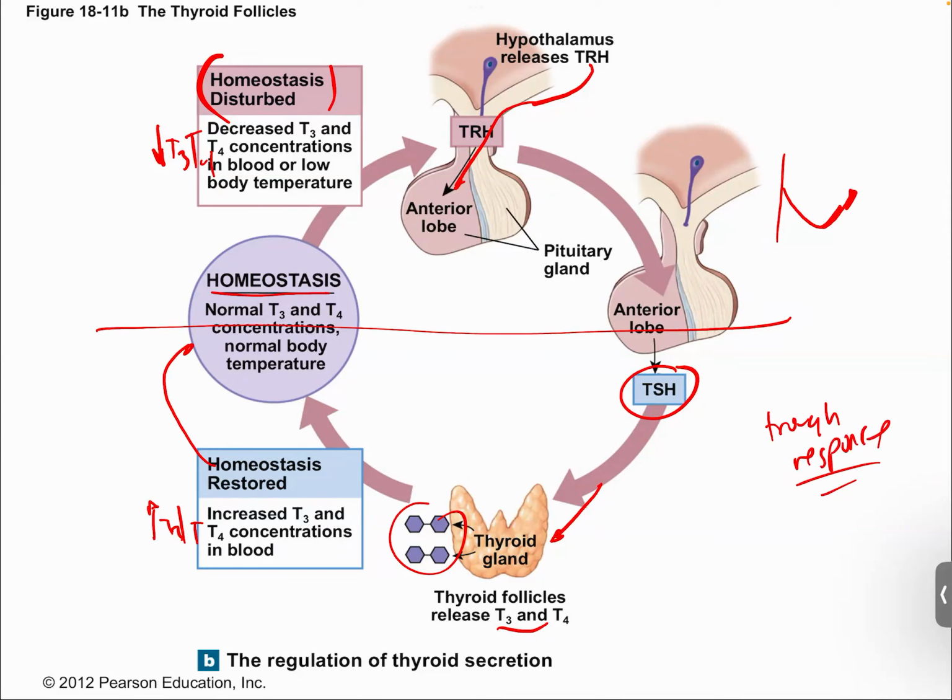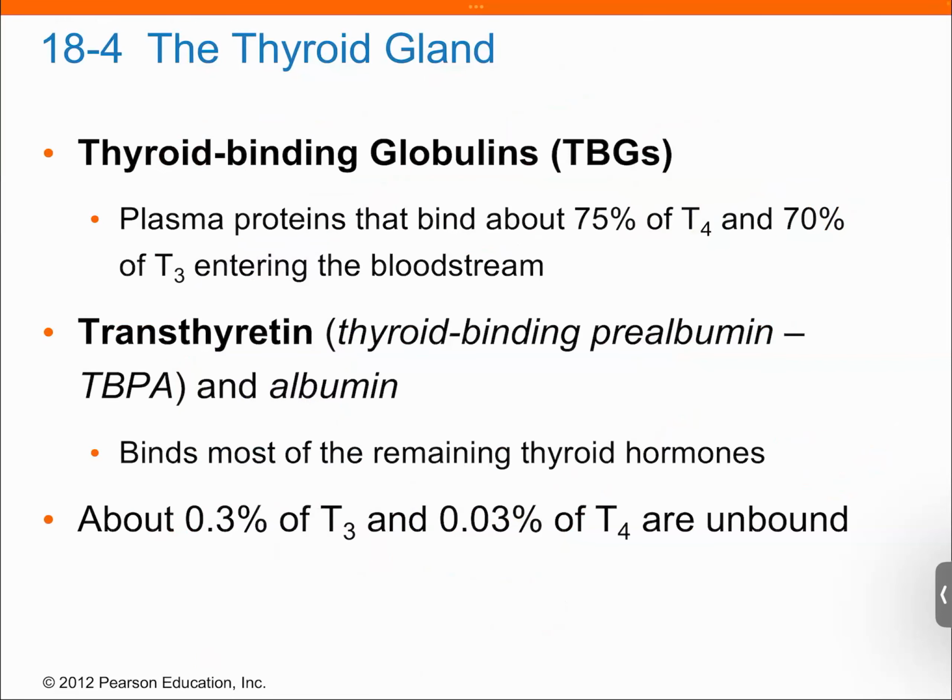Of course, you can imagine that for every trough, there is a peak. And generally speaking, when we see these cycles, they come in pairs. So you see a trough response to turn it up, and you see a peak response to turn it back down.